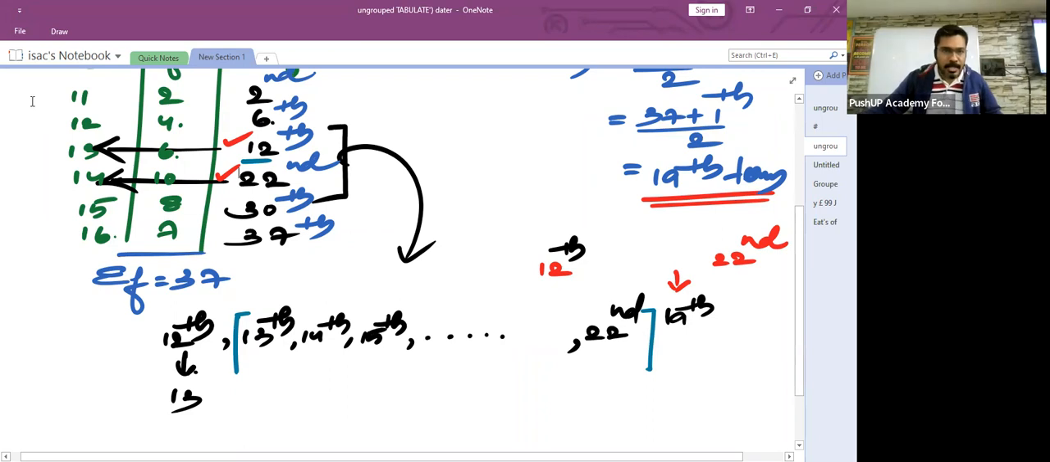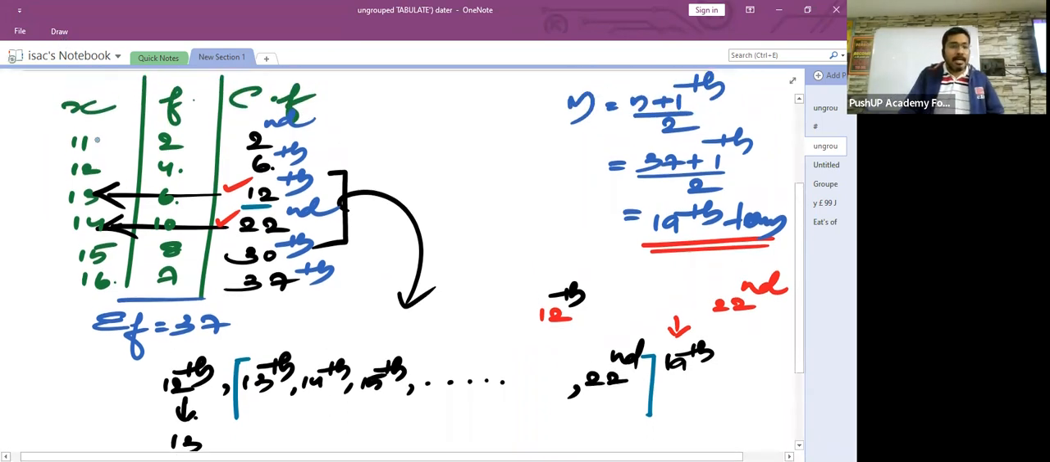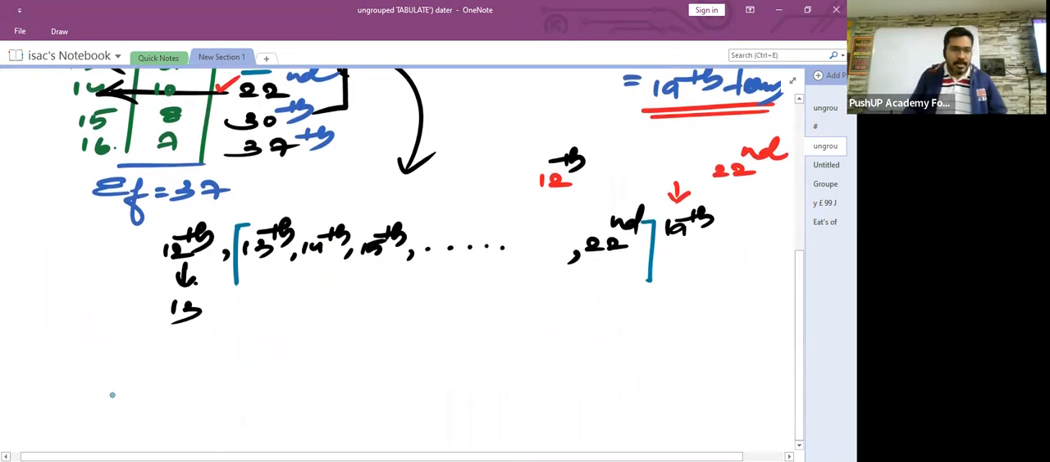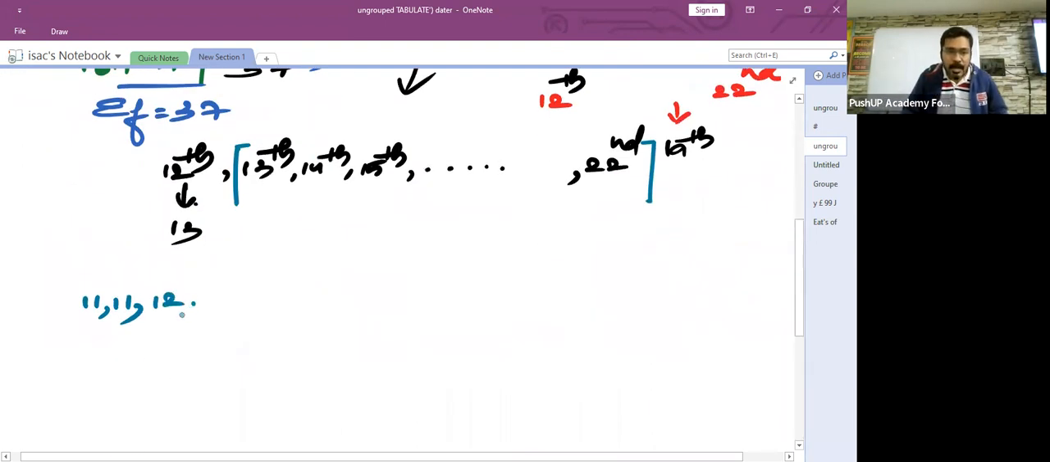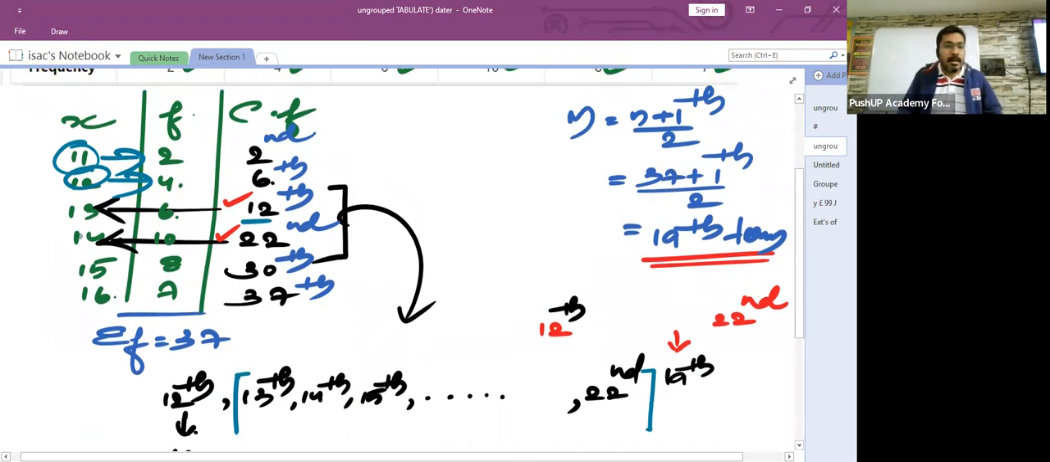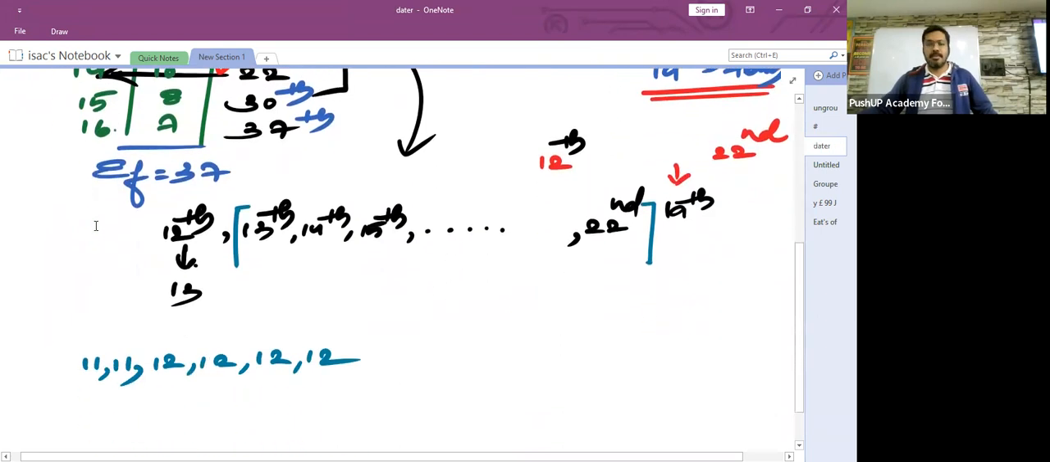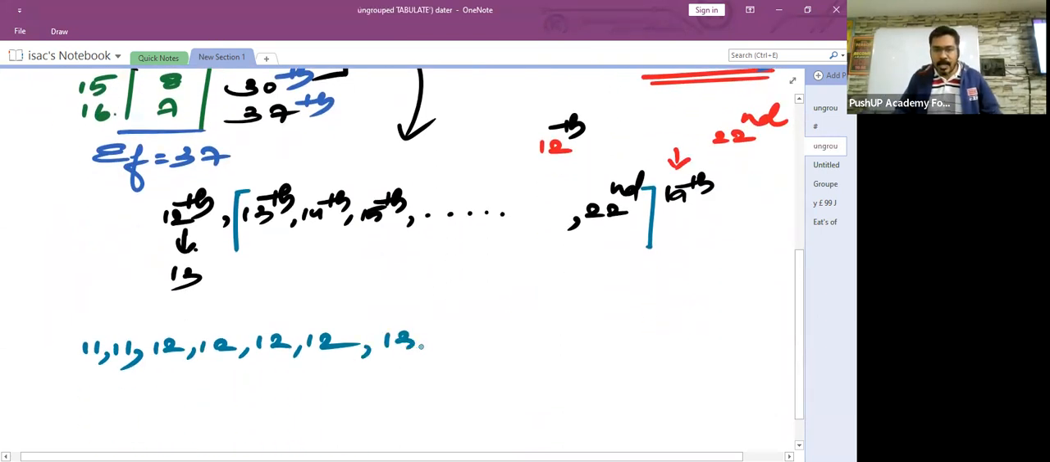Okay, fine. Pay attention. I'll write and show it to you. Children, the number 11 is coming how many times? 2 times. So this is how you will write 11, 11. The number 12 will come how many times? 4 times. How will you write it here? 12, 12, 12, 12. Right? The number 13, how many times? 6 times, isn't it? So I'll write here 13, 13, 13, 13, 13, 13.